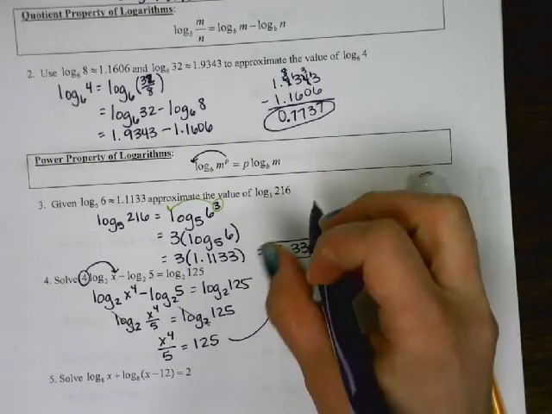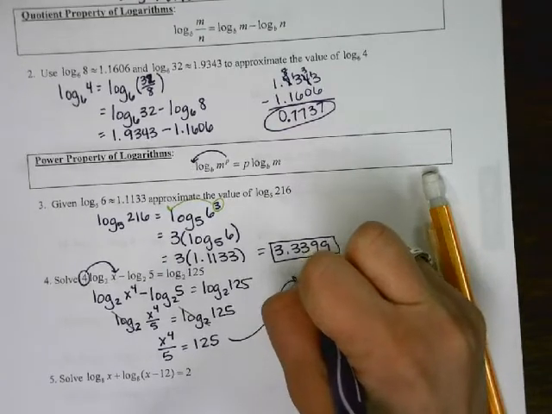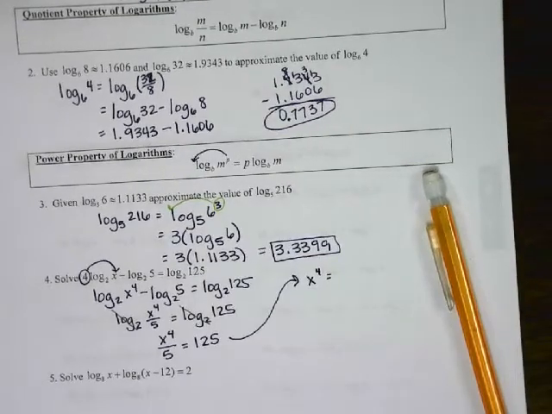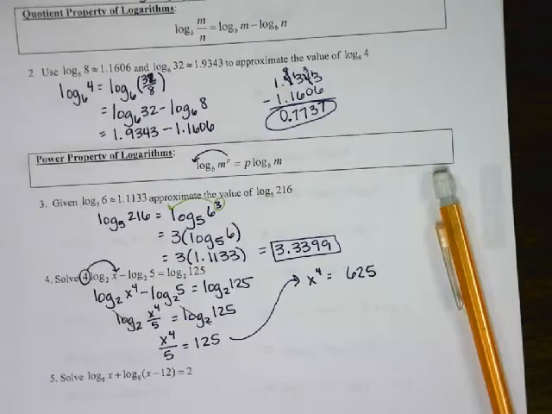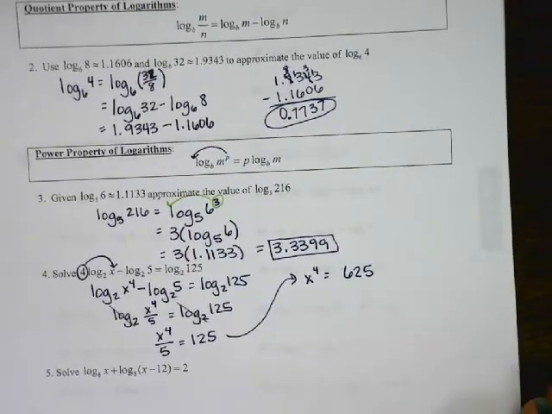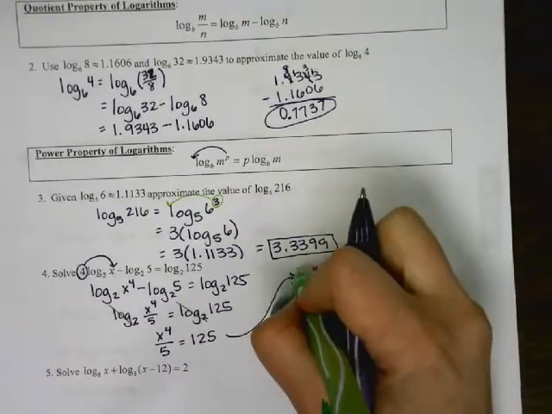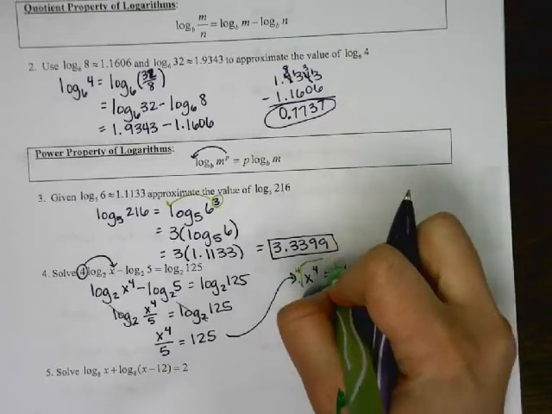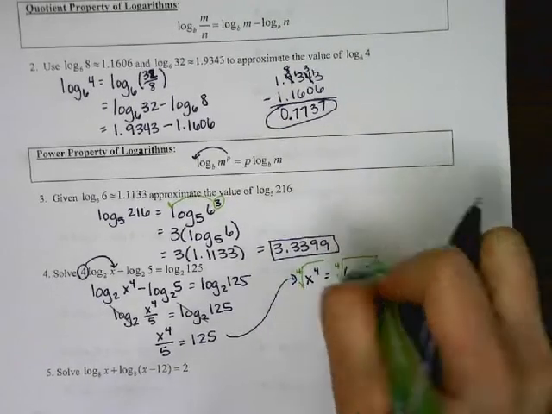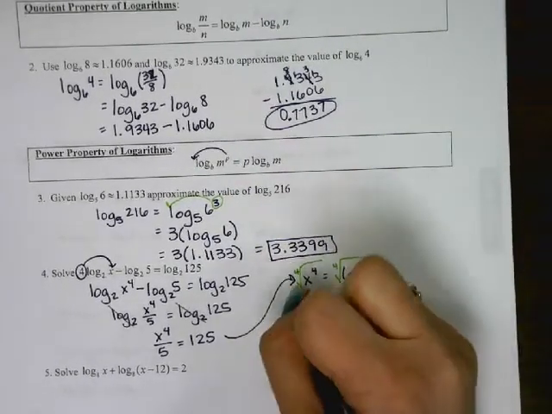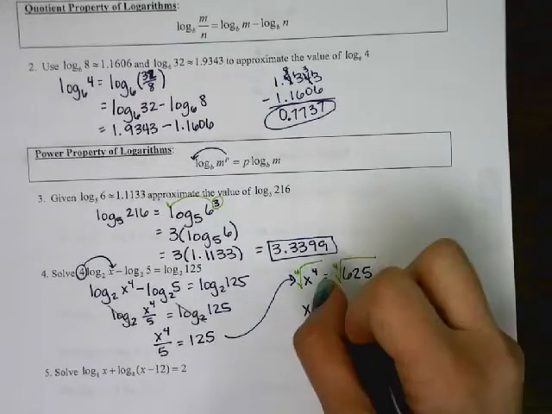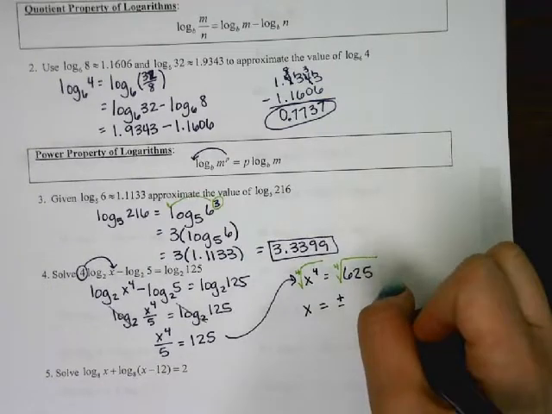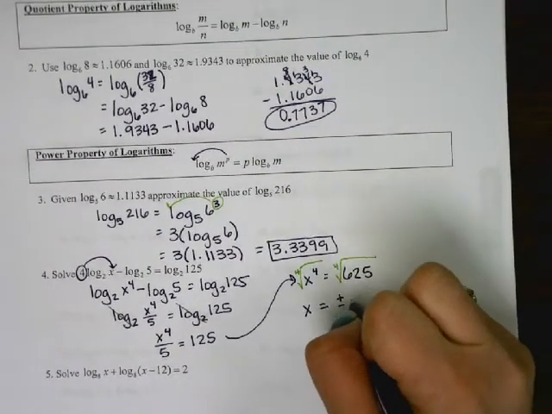Let's solve for x to the 4th, so I'm going to multiply by 5. So x to the 4th, 125 times 5 is 625. All right, I want to undo the power of 4, so I'm going to take the 4th root of 625. If you still have your chart around, you can use it. Remember, anytime I take an even root, I get a plus or a minus. So the 4th root of 625 is 5.